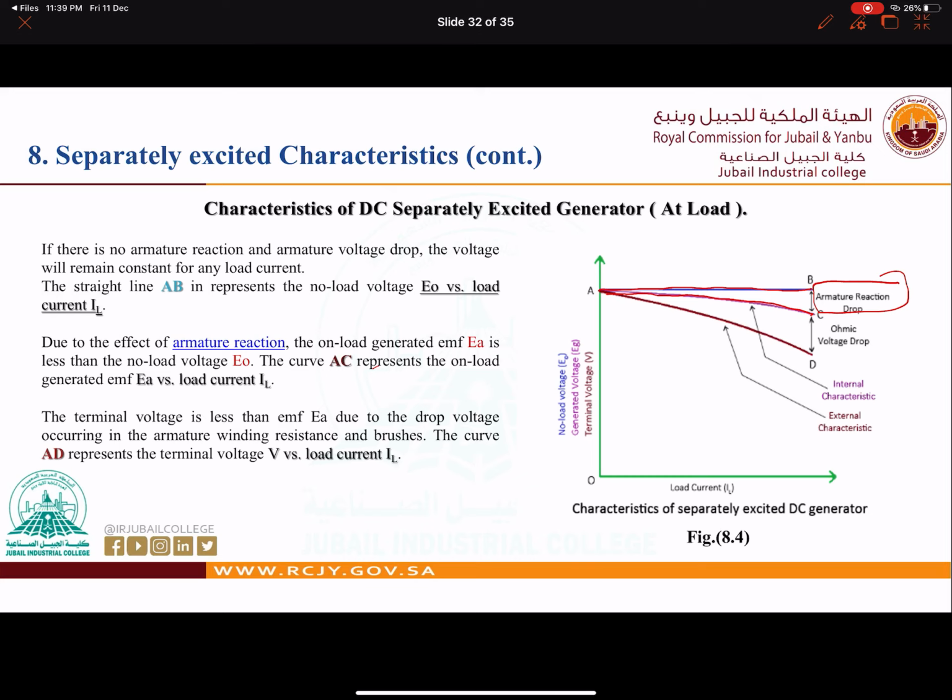And the third one is that the terminal voltage is less than EA, due to the voltage drop. As you can see, if we have voltage drop, this is the ohmic voltage drop. So this is called the external characteristics, and this is called the internal characteristics. Internal characteristics are for armature reaction, and external are for armature reaction plus the voltage drop. This is the real one.